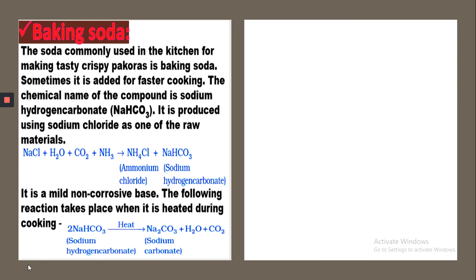It is the product of the sodium chloride, and sodium chloride is used for manufacturing this baking soda. How? When NaCl reacts with water, carbon dioxide and ammonia, ammonium chloride will form. And with ammonium chloride, the sodium hydrogen carbonate will also form.